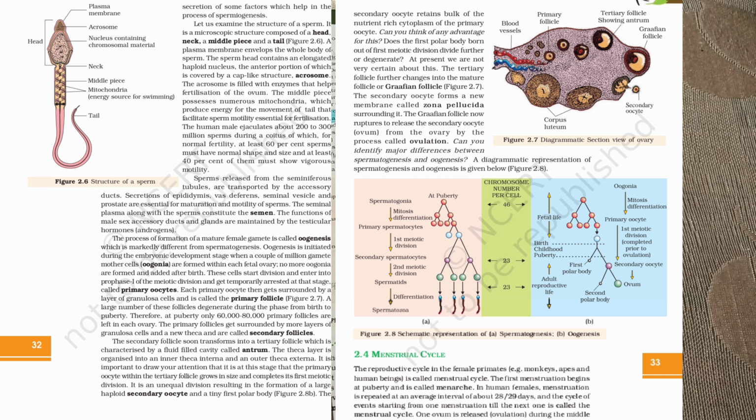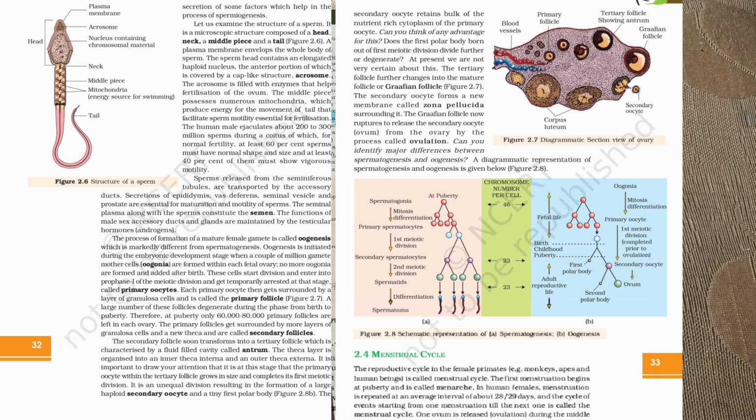Now let's come to the menstrual cycle. The reproductive cycle in the female primates, for example monkeys, apes, and human beings, is called the menstrual cycle. The first menstruation begins at puberty and is called the menarche. In human females, menstruation is repeated at an average interval of about 28 to 29 days. The cycle of events starting from one menstruation till the next one is called the menstrual cycle.